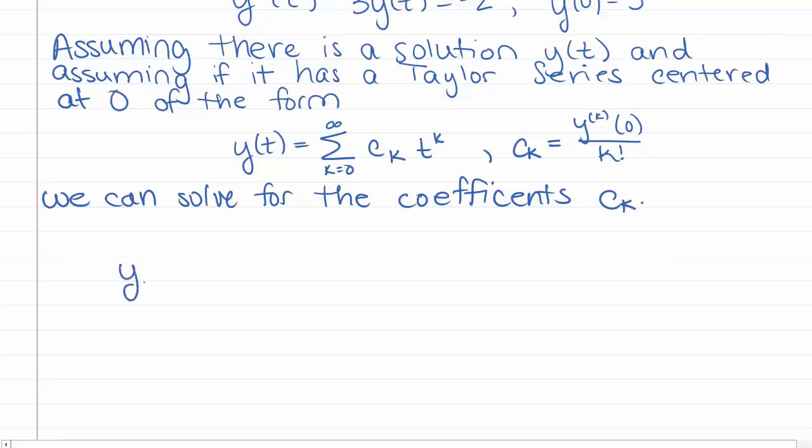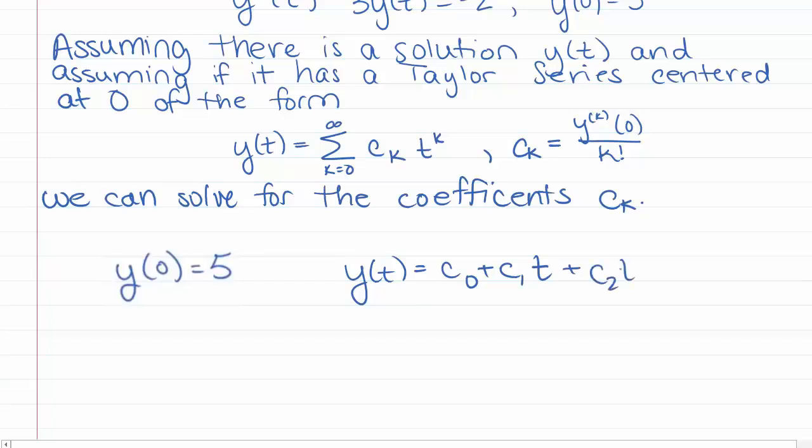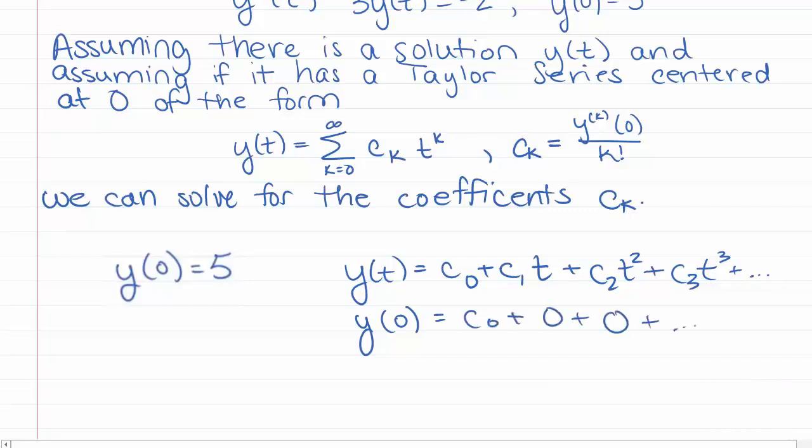We know y of 0, and since the power series is going to be c0 plus c1t plus c2t squared plus c3t cubed plus dot dot dot, we know if we plug 0 into that, the only thing left is going to be that c0. Every other term is going to be 0. So we should be able to say that 5 is equal to y of 0, which is equal to c0 plus a whole bunch of zeros. So c0 has to be 5.